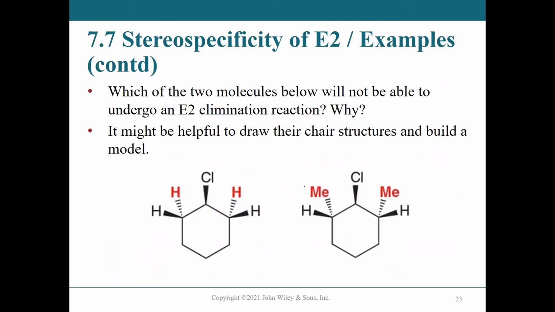Okay. So for example, in this slide, it's asking which of the two molecules will not be able to undergo an E2 elimination reaction and why. Remember that in the previous slide, one of them had to be axial up and the other axial down, right? To be anticoplanar. Axial up, axial down should definitely ring a bell. What is that bell? The bell is that they have to be trans. The alpha leaving group and the beta hydrogen have to be trans.